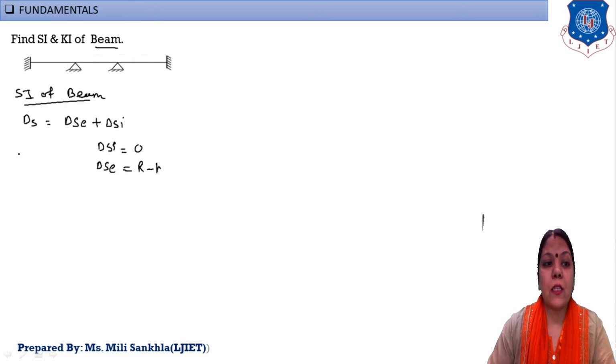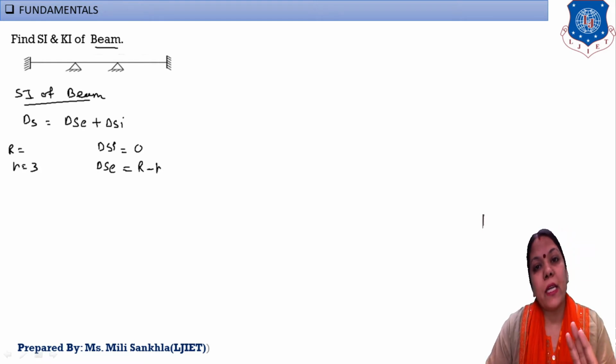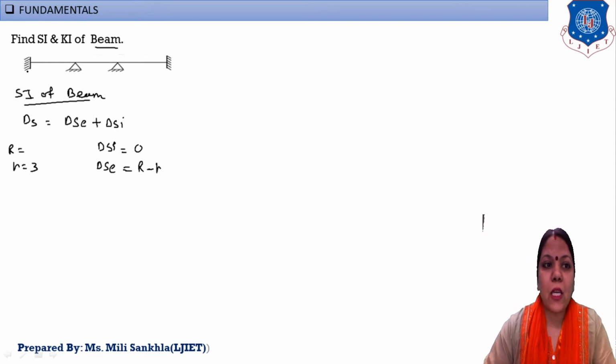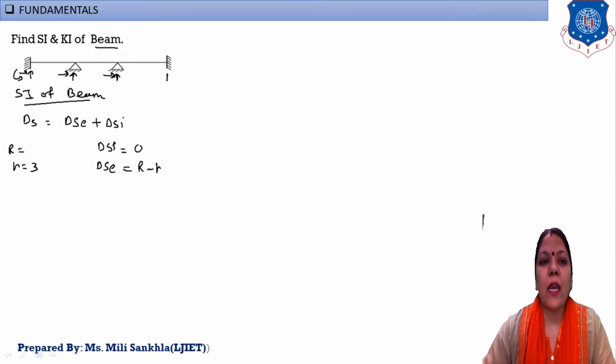Now what is capital R and what is small r? Small r is equal to 3, that is our 3 static conditions, and capital R is the number of support reactions. Now one by one we find out. Fixed support has 3, 1, 2, 3. Hinge support, this is our hinge support, 1 and 2. Again this is hinge, 1 and 2. Again 1, 2 and 3. Total 3 plus 2 is 5, 5 plus 2 is 7, 7 plus 3 is 10.